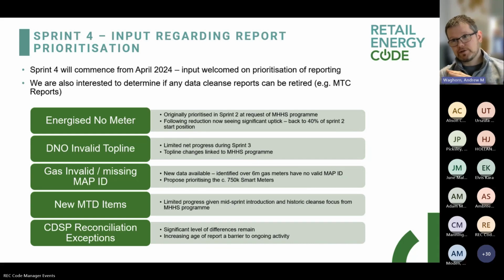We have now unfortunately seen a bit of an uptick in that reporting. It's back to about 40% of the Sprint 2 start position. So we've come down net 60%, but we were down kind of 90%, and it's coming back. That is important, and it was something that the MHHS program had originally asked us to include in Sprint 2.